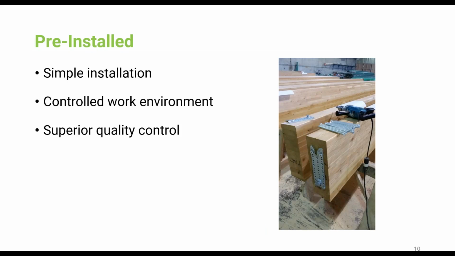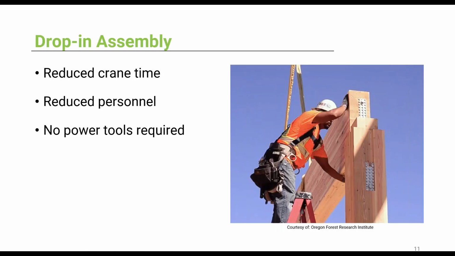So you can choose to have an experienced worker do the installation in a warehouse like this one here, where the conditions are known and they're much safer for the workers. This leads us to the drop-in assembly. If the beam hangers are pre-installed off-site, they can just be dropped into place at the job site. This way, crane time is reduced, not many workers are required for the assembly, and no power tools are used.